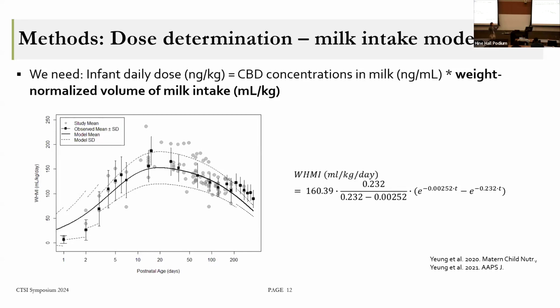The equation on the right-hand side shows the nonlinear equation that described this. The dark black line is the mean, and we also expressed variability. Just highlighting a couple of things, 2 weeks tended to have the highest milk intake volume, at around 153 mg per kg per day.